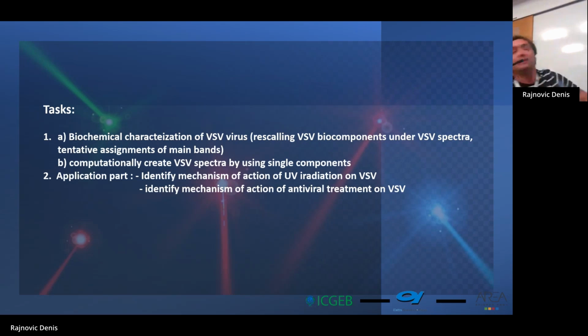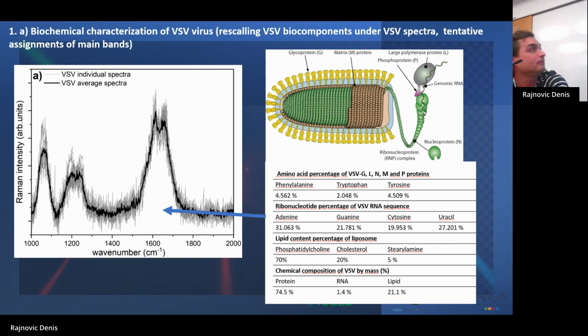So once we confirmed that the signal originates from the virus, I divided this presentation into 2 parts. The first part considers the biochemical characterization of the VSV virus to assign the bands, what we see in the spectra. And the second part is about the application part of this study. So how I assign the bands.